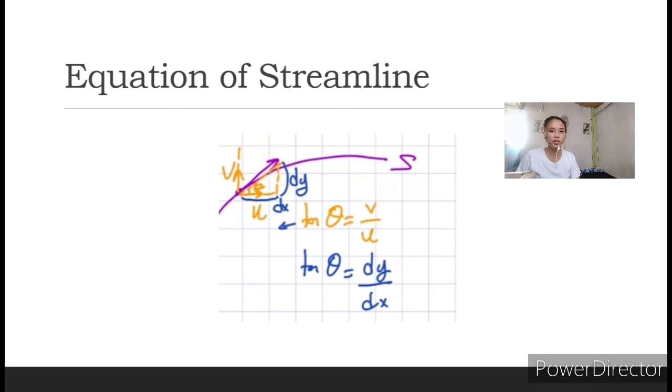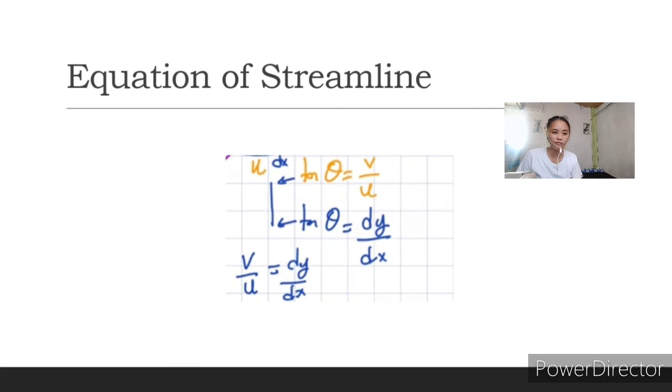Okay, and since both terms are related, we can equate them. If we equate that, we will have v over u equals dy over dx. So there we have the equation of streamline. I'll repeat, the equation of streamline is v over u equals dy over dx.